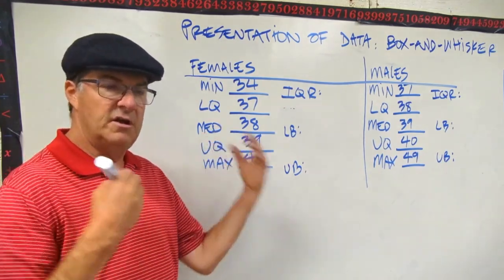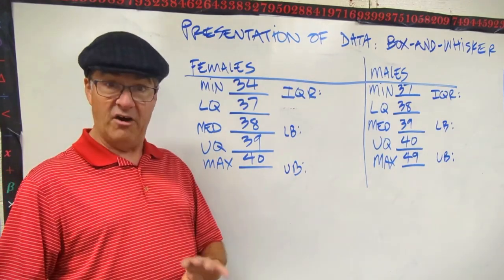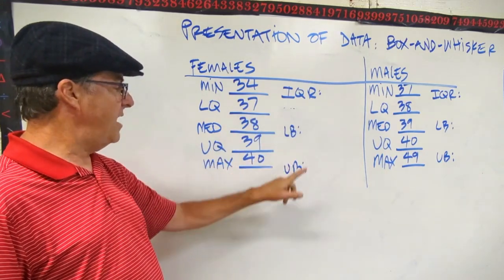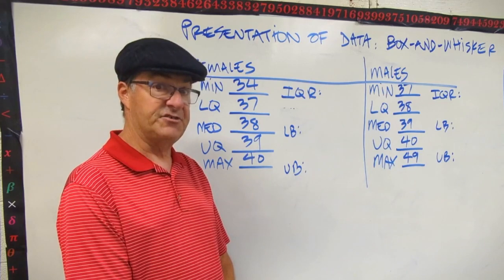Make sure that you're good at using your calculator to get these values. So now I want you to pause the video and calculate the interquartile range, the lower bound and the upper bound for both the males and the females. So go ahead and give that a try.